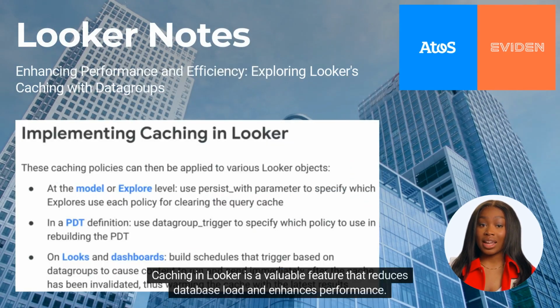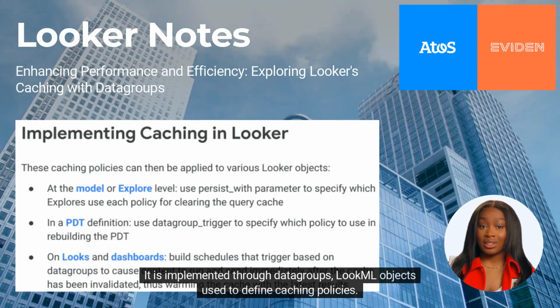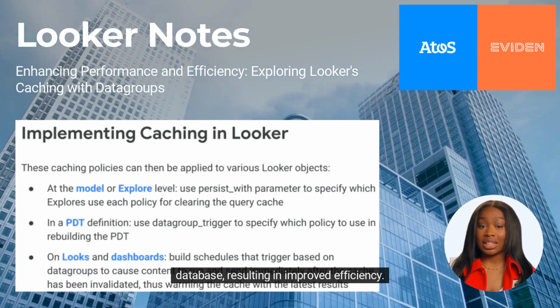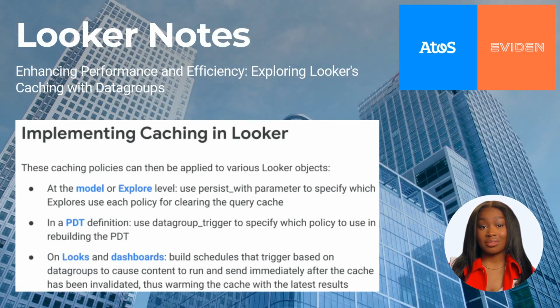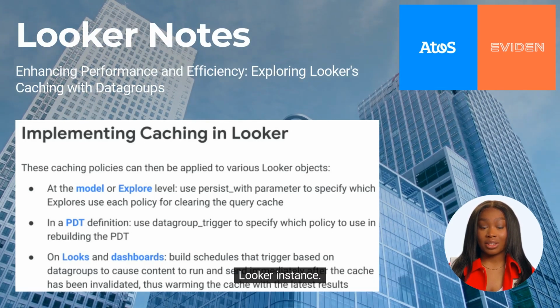Caching in Looker is a valuable feature that reduces database load and enhances performance. It is implemented through data groups, LookML objects used to define caching policies. By saving and reusing prior query results, caching minimizes the need to repeatedly run queries on the database, resulting in improved efficiency. When a query is executed in Looker, both the SQL and its results are stored in an encrypted file on the Looker instance.